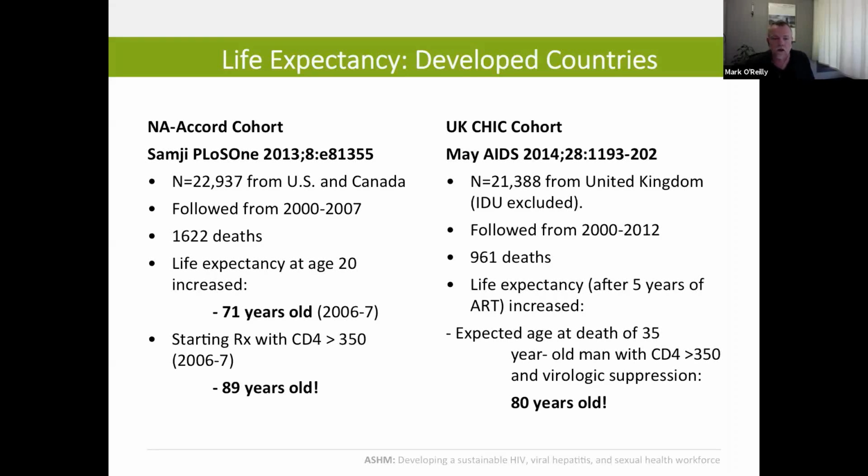The UK CHIC cohort looks at 21,388 people from the UK, and they excluded people who inject drugs from their sample. This one was published in AIDS in May of 2014, and they followed a large cohort between the years of 2000 and 2012, during which time they observed 961 deaths. And they estimated that after being on antiretroviral therapy for 5 years, life expectancy was thought to be 80 years of age. So those data are pretty significant.